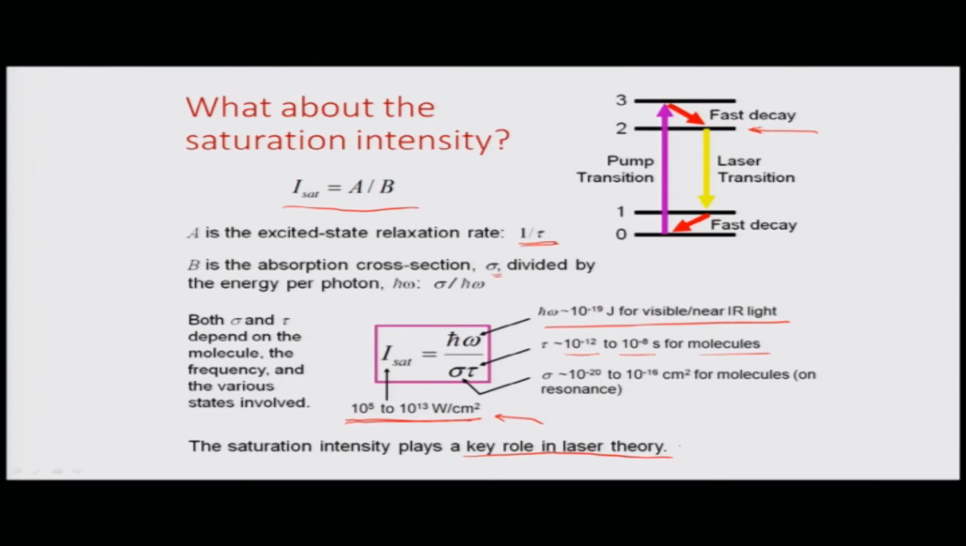So for a laser under very conducive conditions, which is a 4-level system, you still have quite a bit of saturation intensity, in the range of 10 to the power 5 to about 10 to the power 13 watts per square centimeter. If you look for a similar number for a 3-level system, this number turns out to be much larger, but still it is doable.